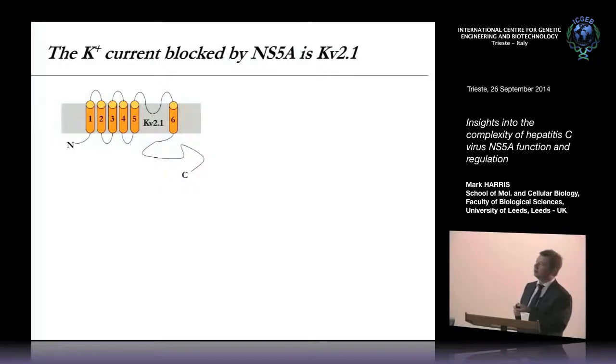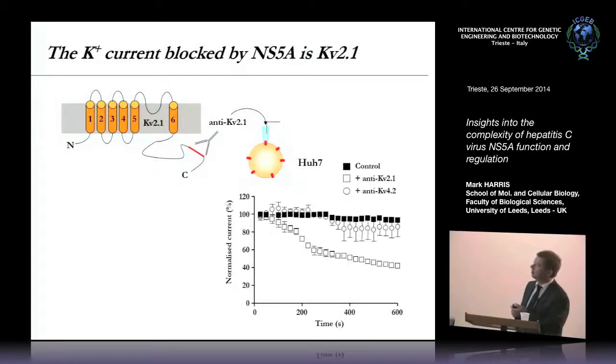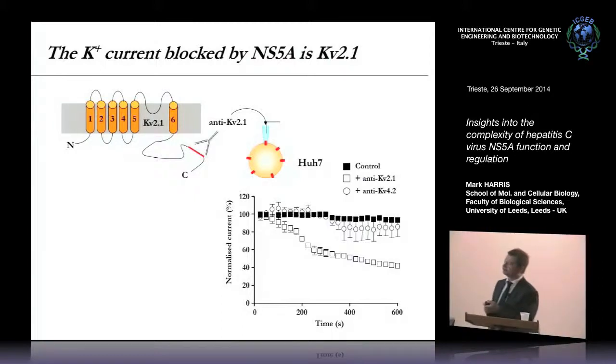It has 6 transmembrane domains, N and C termini in the cytoplasm. And the way you can test that out is by adding an antibody into the patch pipette. So you add an antibody into here. If that antibody interacts with the channel, it will block the activity. And what he saw is when he added an antibody to KV2.1, you reduce the channel activity, whereas controls didn't.